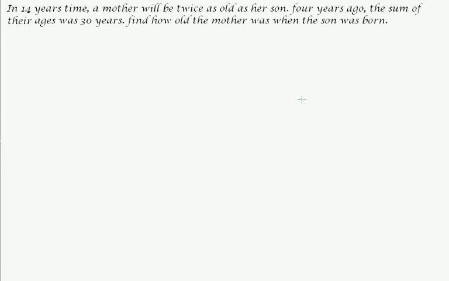In 14 years' time, a mother will be twice as old as her son. 4 years ago, the sum of their ages was 30 years. Find how old the mother was when the son was born. So to solve these equations, we need to introduce variables.